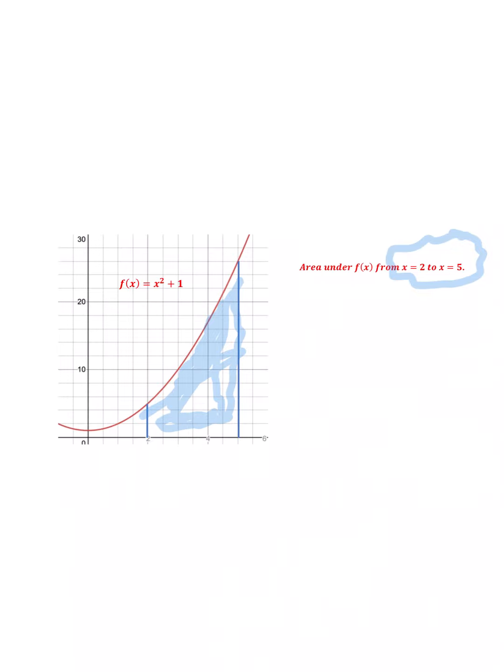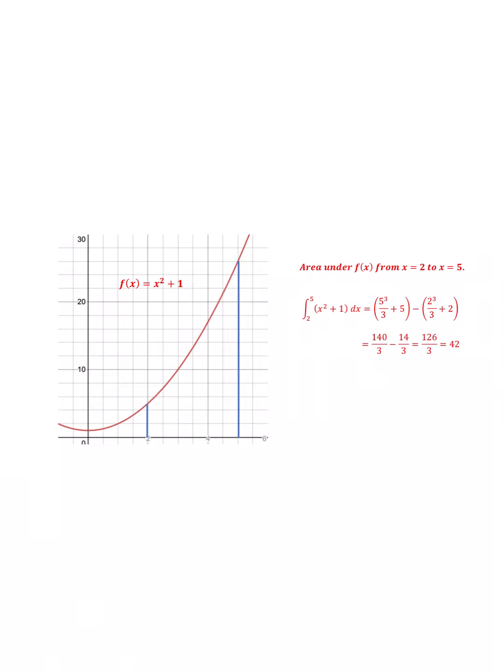Now, we don't have a straight line. Remember, we got a parabola. So therefore, it's going to be not as straightforward a geometric problem as it was before. But let's see how we can do this. So we're going to use an integral again.